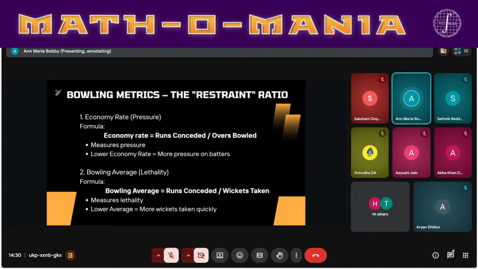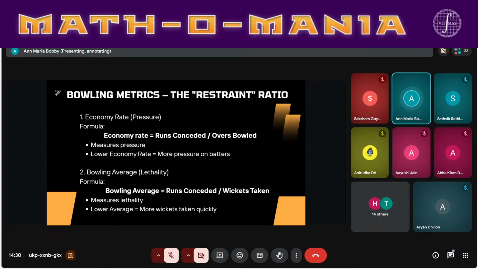So they build more pressure on the batters. And next comes the bowling average. Bowling average measures the lethality. Lethality here means how quickly a bowler takes wickets. So that's why the formula we have here: bowling average is equal to runs conceded divided by wickets taken. So it measures lethality, that means how quickly a bowler takes wickets.